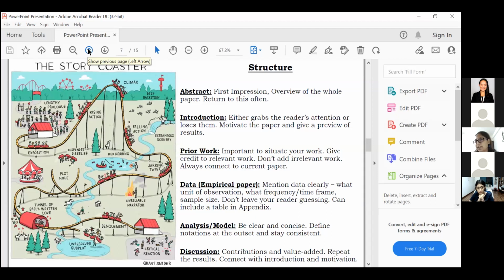This is not like a thriller movie where you leave the main thing that you found until the end and you want to hold on to the reader's attention. No, you're going to lose their attention if you don't tell them what you found. So give a preview of the result in the introduction itself. Now, prior work, you may or may not have a separate section for prior work. You may include this into the introduction. However you choose to do it, there are some things that you must do.